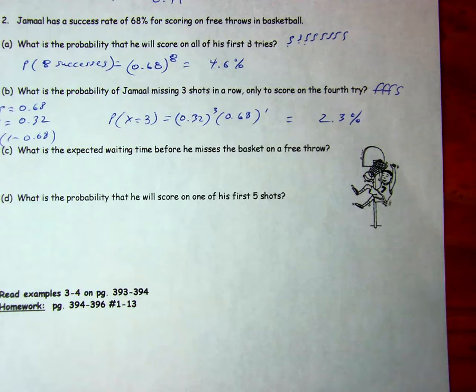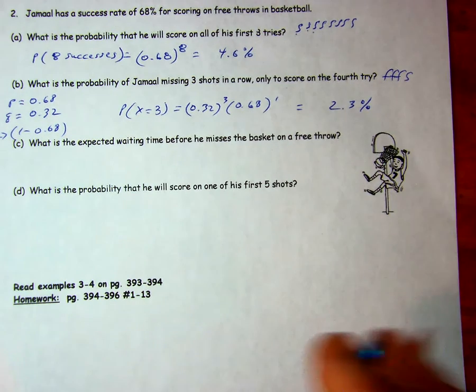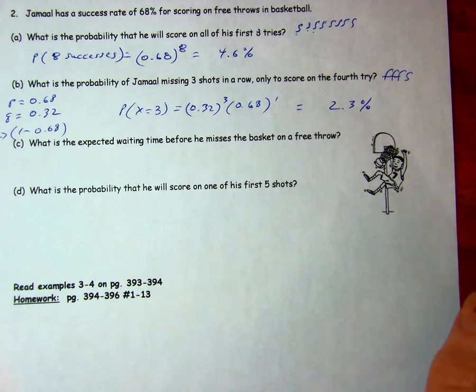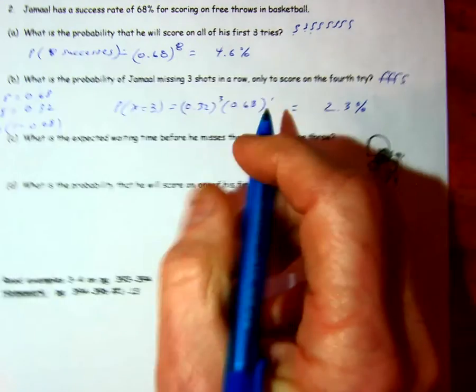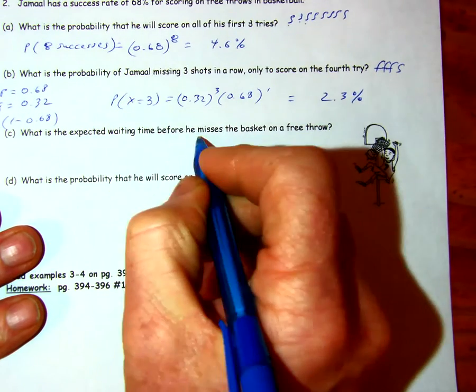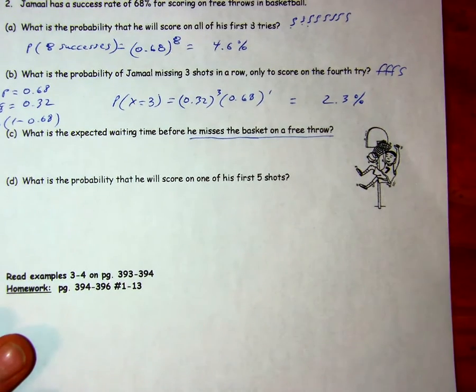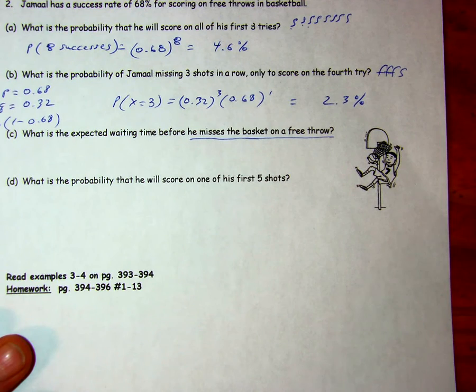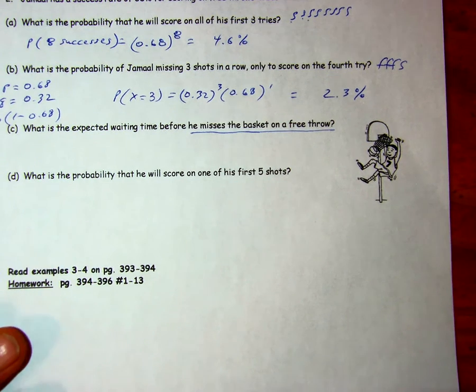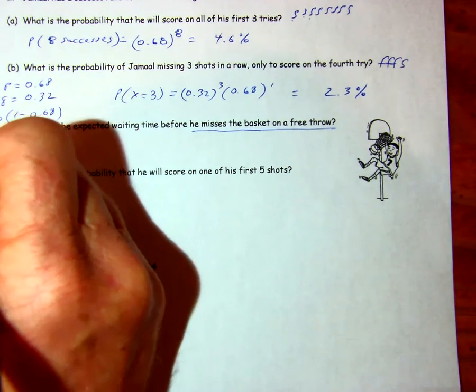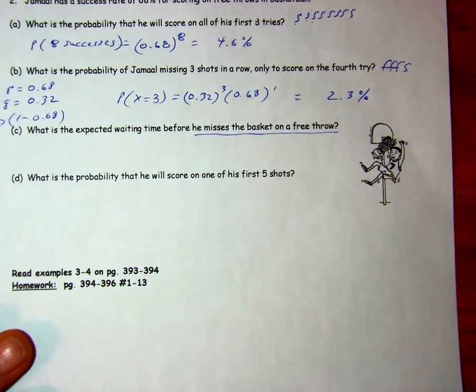It's pretty low. What is the expected waiting time before he misses the basket on a free throw? So what is P and what is Q? Q over P. So 0.32 over 0.68.